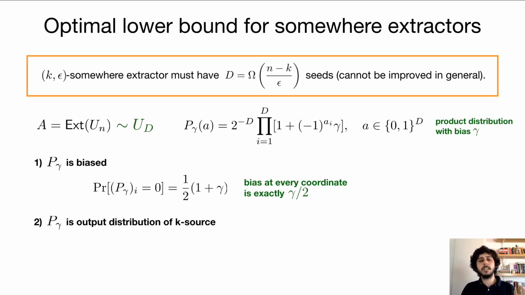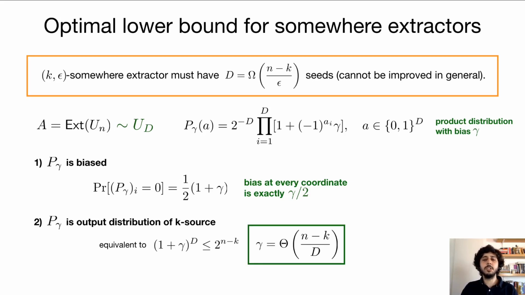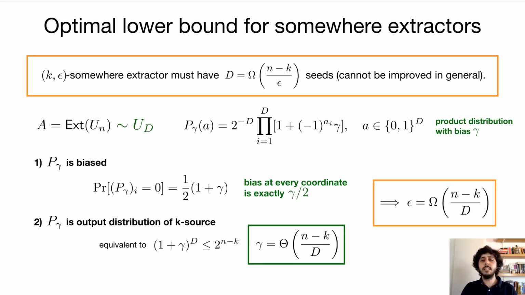But because of the simple condition that we identified before, and because P gamma is a scaling of our distribution A, verifying condition 2 is just equivalent to a very simple inequality in terms of gamma, d, n and k. And this inequality is satisfied if we choose gamma to be of the order of n minus k over d. So combining these two properties gives us a lower bound on epsilon of n minus k over d, and we can rearrange this to get a lower bound on d of n minus k over epsilon, which, as we've seen before, cannot be improved in general.